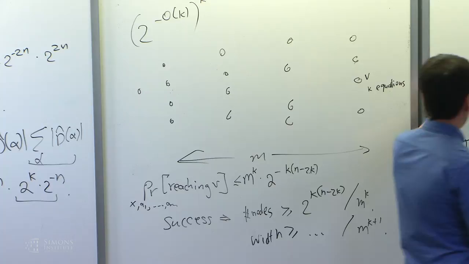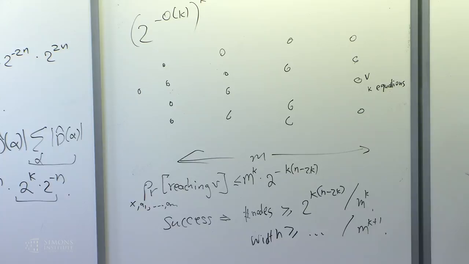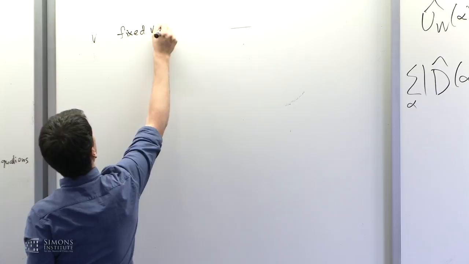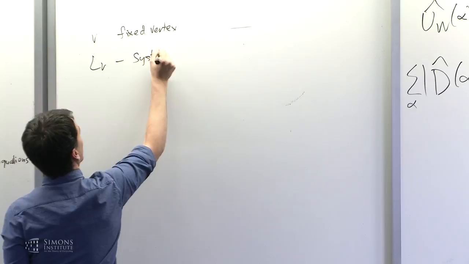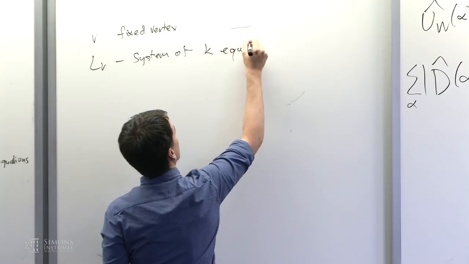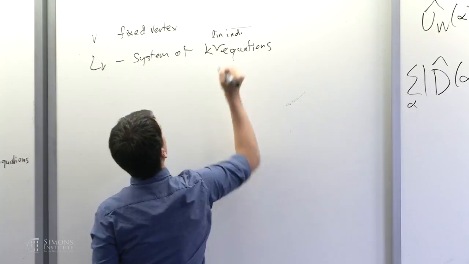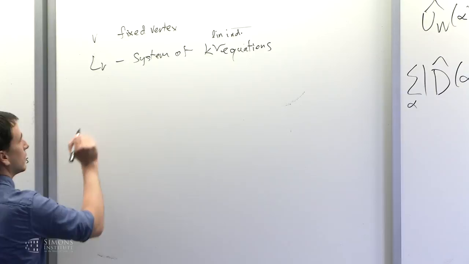So the nice thing is that now we are focusing on one vertex. So we have the system of equations, and we know that we want to learn these equations. But in order to learn something, we must see this equation, or we must see a linear combination of these equations. So this is what would help us. Okay, so we have this V, which is a fixed vertex. We have L of V, which is a system of, let's say, k linearly independent equations. They have to be in the span of what we see?